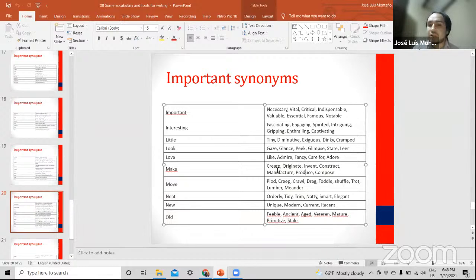Create, produce, these are the two common synonyms, create, produce, but also originate, invent, construct, right? To manufacture, produce again, right? As I mentioned before, and compose.